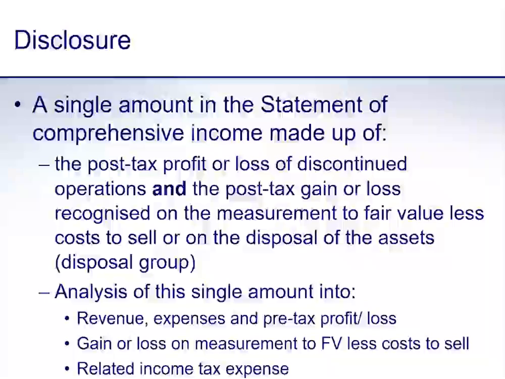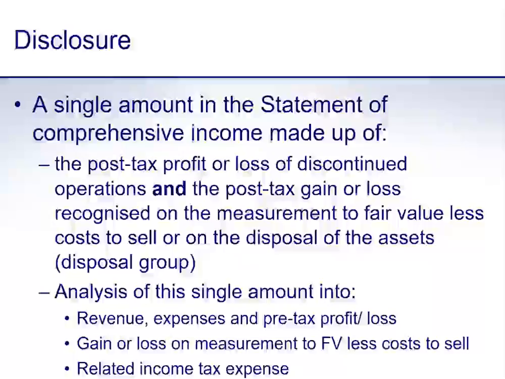So from a disclosure perspective, we're required to show a single amount in the statement of comprehensive income that is made up of the post-tax profit or loss of the discontinued operations, if that's what we're dealing with, and the post-tax gain or loss that is recognized on measurement at fair value less cost to sell of the assets or the disposal group that we've got at hand.